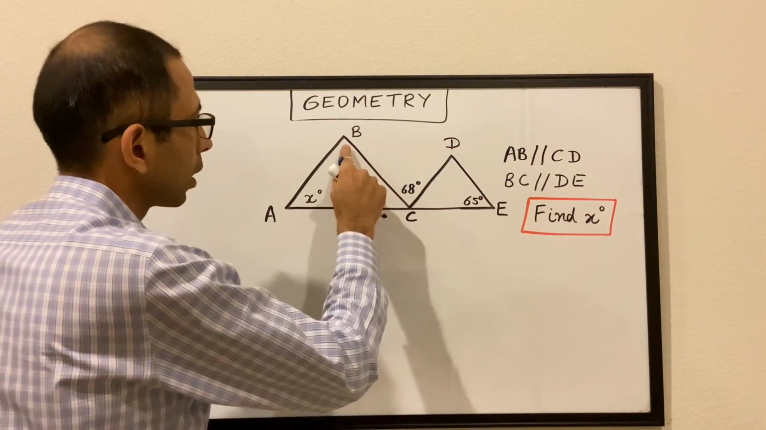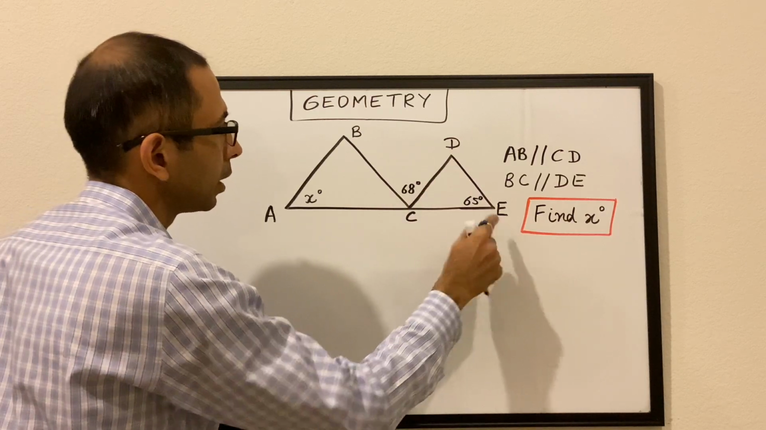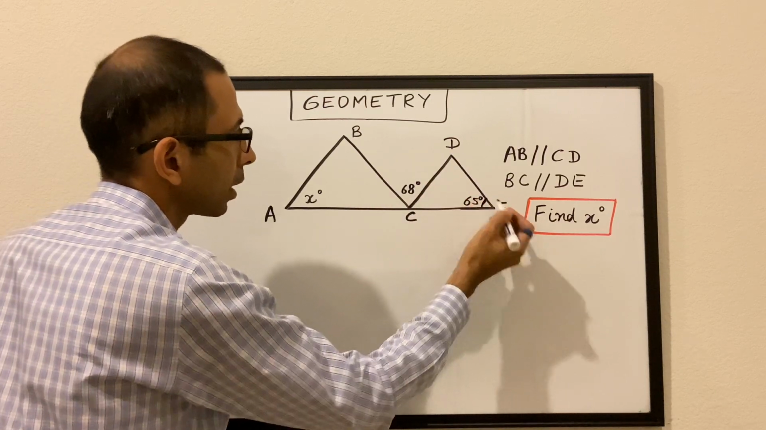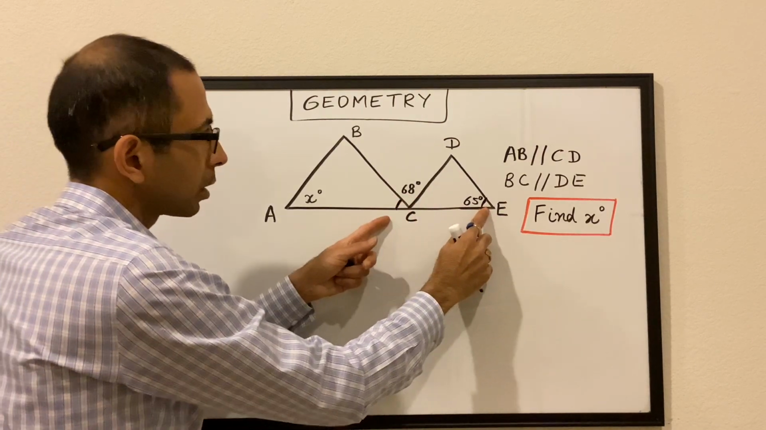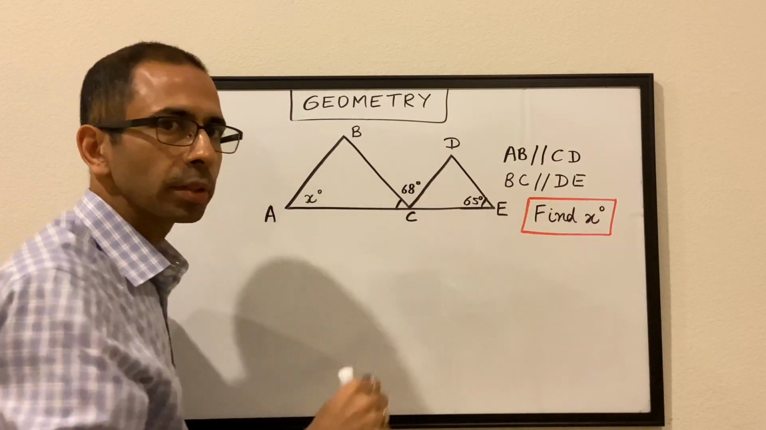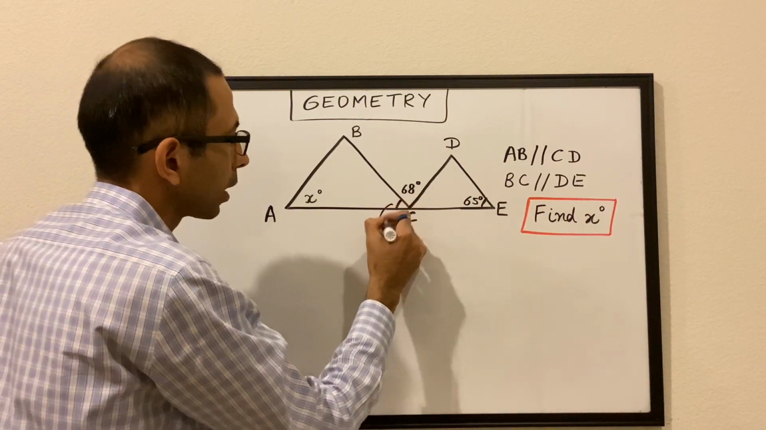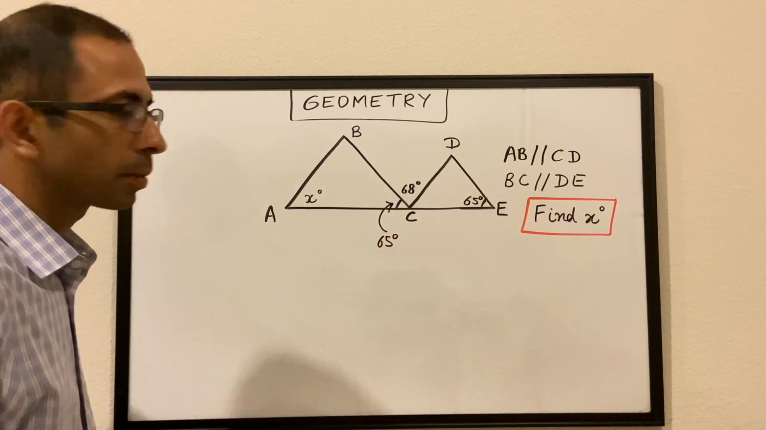First things first, line BC is parallel to line DE, hence this angle is corresponding to this angle. These two angles are corresponding angles because these two lines are parallel, and this is like a transversal cutting, hence this angle would also be 65 degrees, correct?